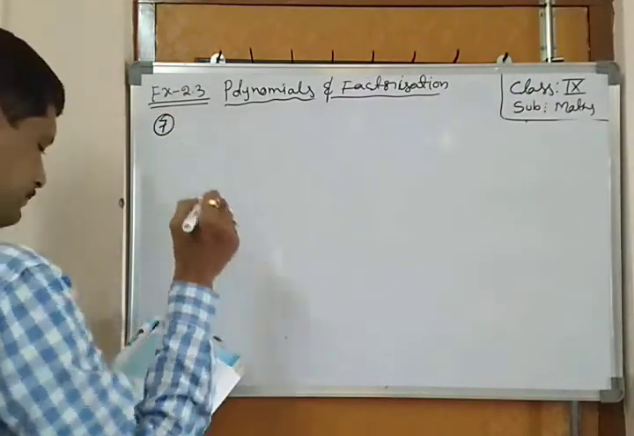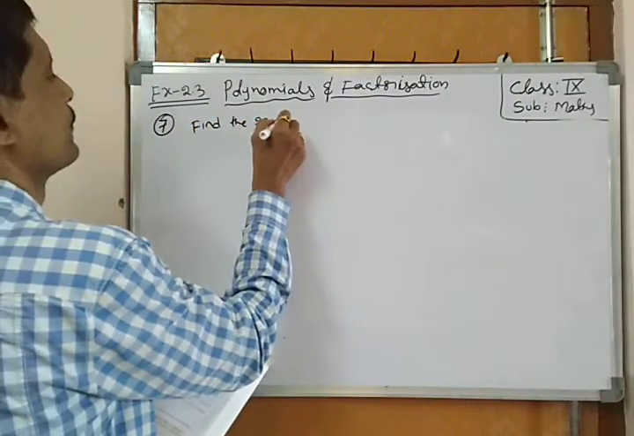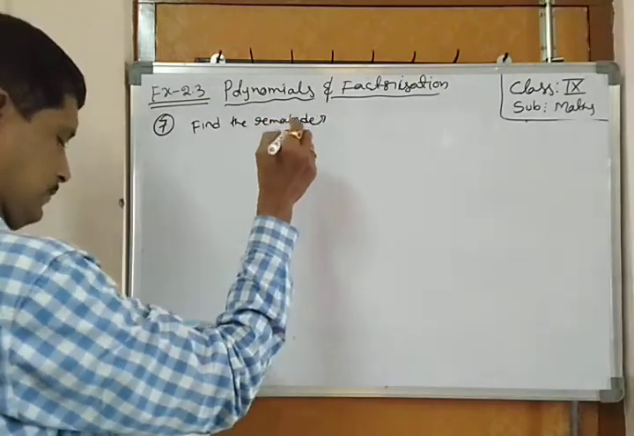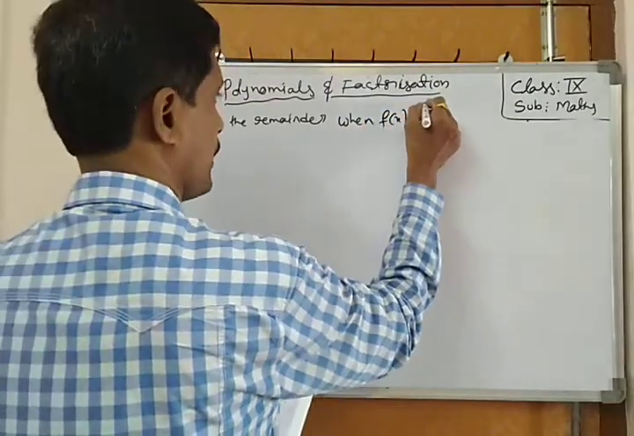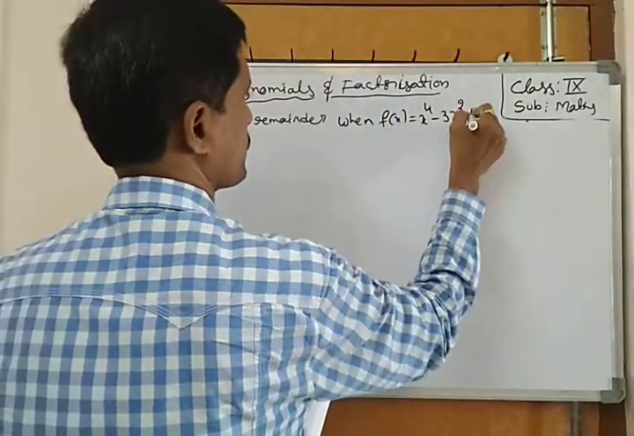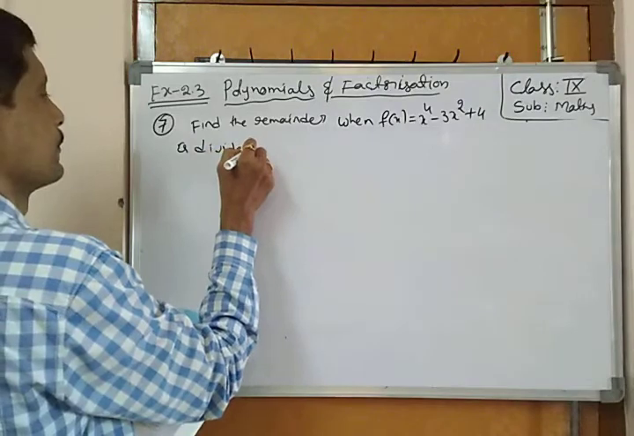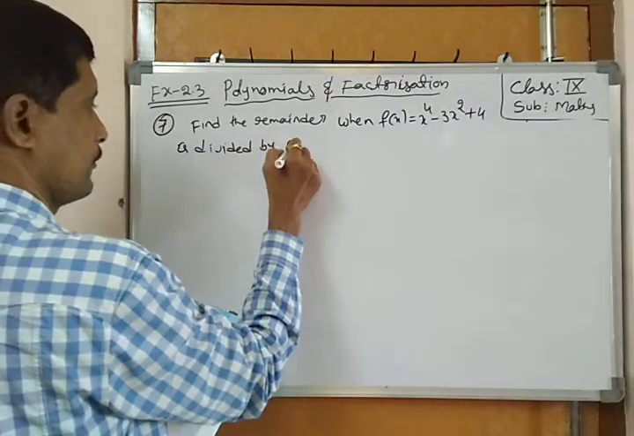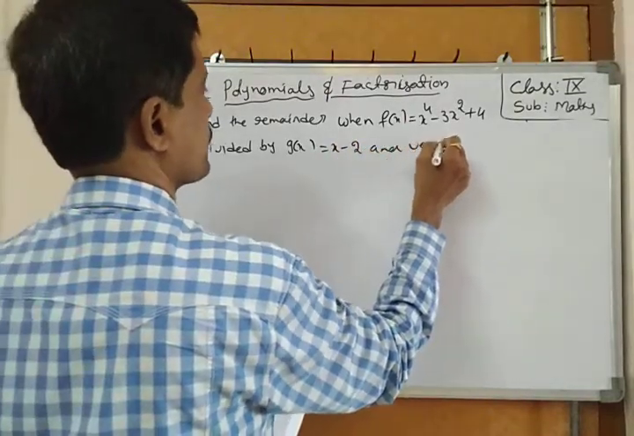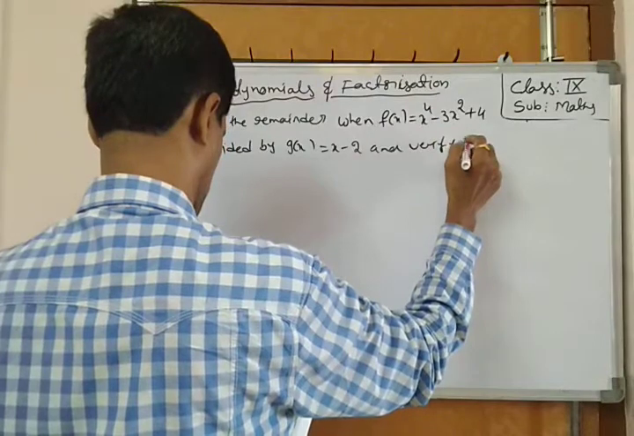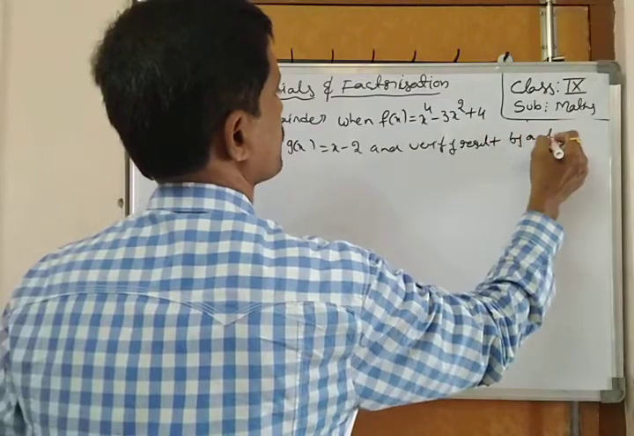Here, the seventh one. Find the remainder when f of x equal to x power 4 minus 3x square plus 4 is divided by g of x equal to x minus 2, and verify the result by actual division.